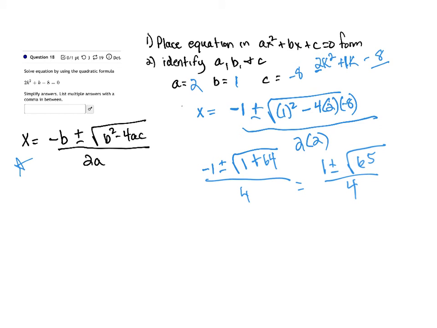So now the square root of 65 breaks down to 5 times 13. And 5 and 13 are both prime. 5 times 13 multiplies to 65. So there's not a perfect square in there, so we cannot break it down.